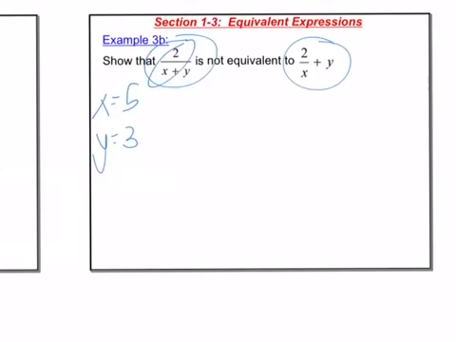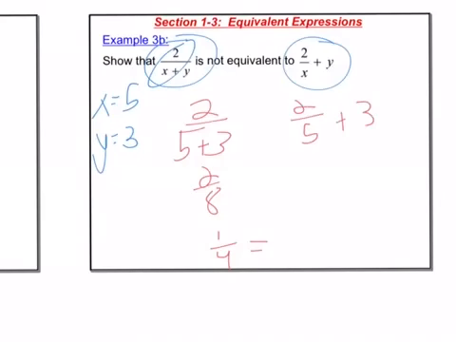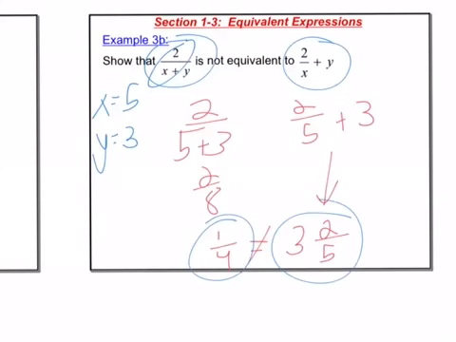So what we would have is 2 over 5 plus 3, which again is 2 over 8, which again is 1/4. And if we break it up like that, that would give you 2 over 5 plus 3, which is 3 2/5. We can just jump all the way down here. We can see that these are clearly not equal because that's less than 1, that's greater than 1, so there's no way that they're equal.